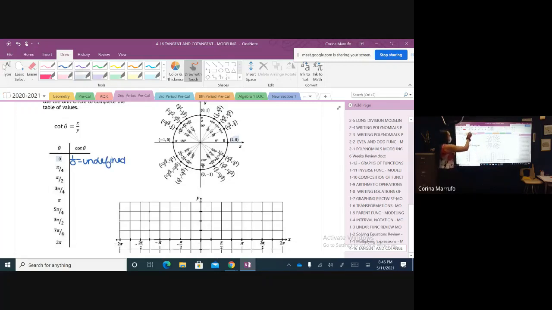And then we look at the next one. This one is pi over 4. So at pi over 4, it's the square root of 2 over 2 divided by the square root of 2 over 2. So when you take the square root of 2 over 2 divided by the square root of 2 over 2, that gives us 1. Then we move on to the next one. At pi over 2, my x value is 0, my y value is 1. Remember, we're doing x divided by y. So 0 divided by 1 gives us 0.